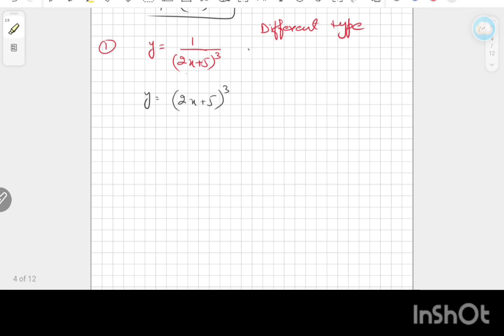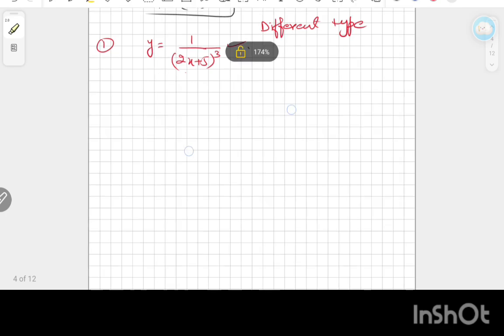This is a different type of question of differentiation. How do we take its differentiation with respect to x? Here we have a question: 1 over 2x plus 5. First of all, we have to simplify it.